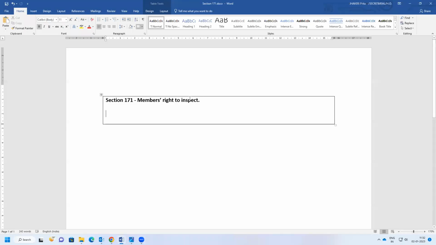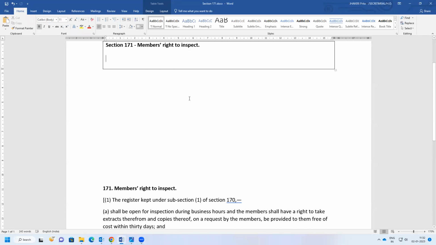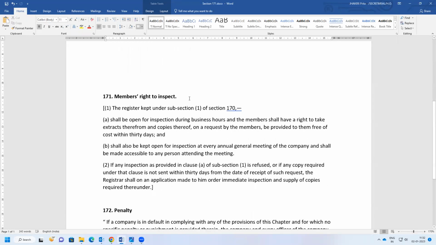Got it. चलो आज हम लोग कर रहे हैं सेक्शन 171 एंड 172. प्रीता हमारे साथ है. प्रीता शुरू करो.